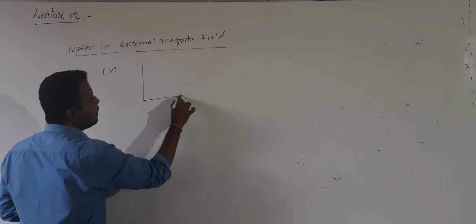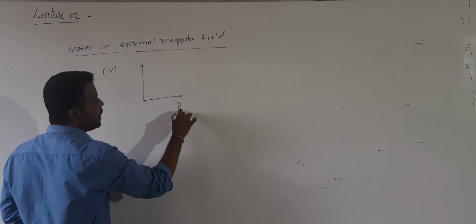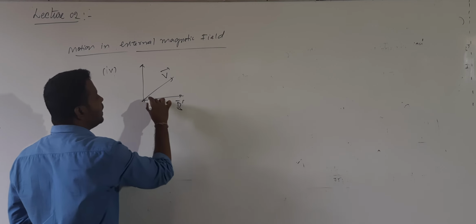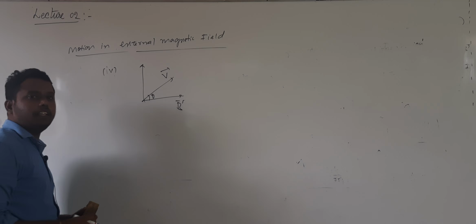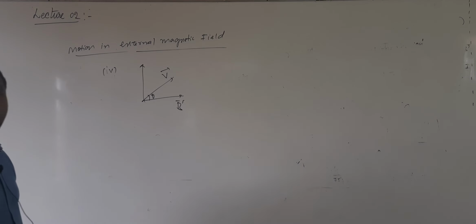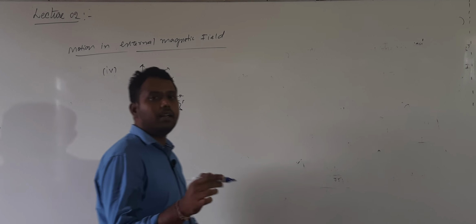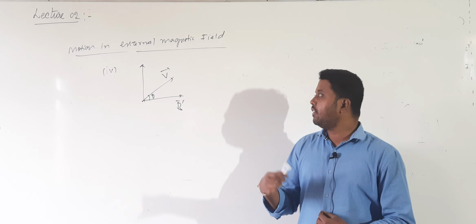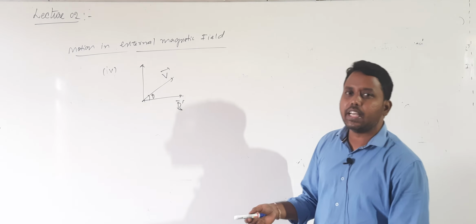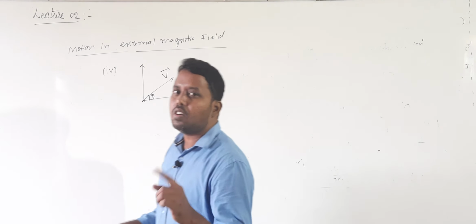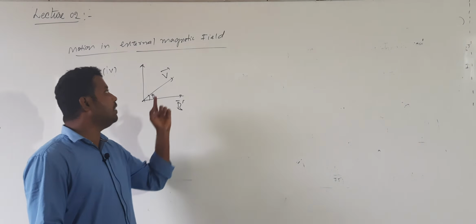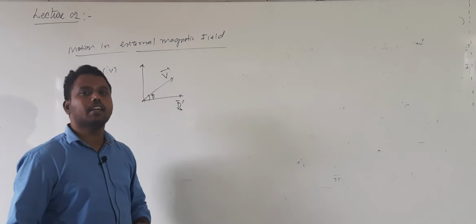Now here the magnetic field is along the x-axis, B bar. The particle is moving with a velocity v bar, entering by making an angle theta with B bar. The theta value is not 0, not 90, not 180. If theta is either 0 or 180, the particle path will be undeviated. If theta is 90, the particle path will be circular.